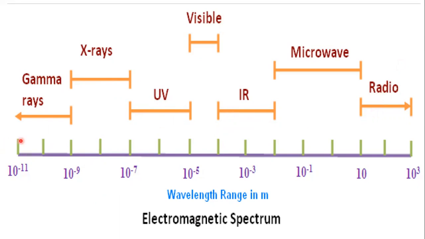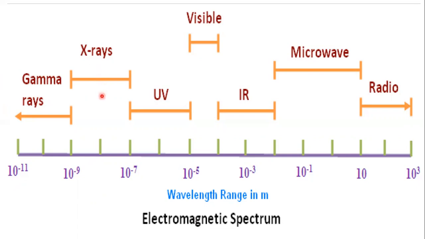If I'm just coming from left to right, the rightmost side is 10 raised to power 3, and it will have high frequency, or 10 raised to power minus 11. Just think for a while. Okay, it's very easy. You can understand that if I am going to select high energy radiation among all of them, which one do I need to select?